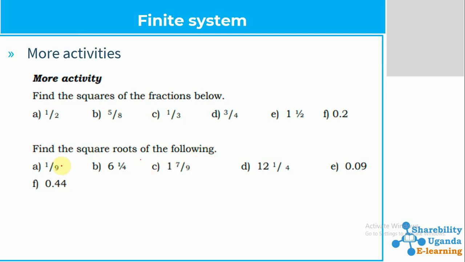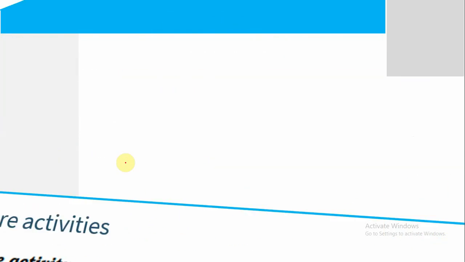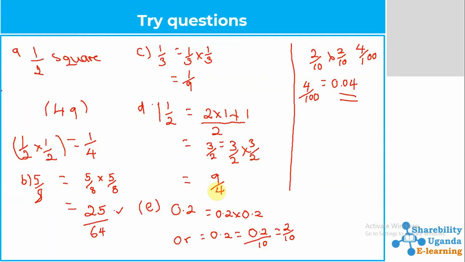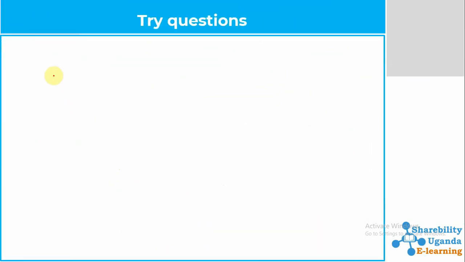We have our part A, which is 1 out of 9. Our part A is 1 out of 9. Here they want us to find the square root. Let me write it here.